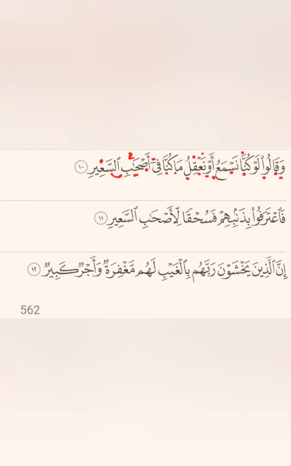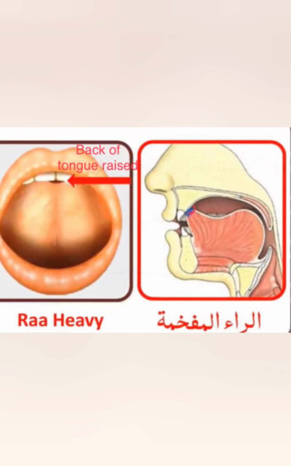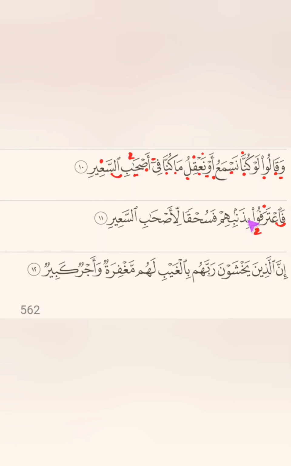فاعترفوا. Now see, fa is joining with the ayn. Fa. Don't say it like that. فاعترفوا. Ra is heavy. Fa and waw, 2 counts. فاعترفوا بذنبهم. Here is a special rule of tajweed that we have not talked about before.